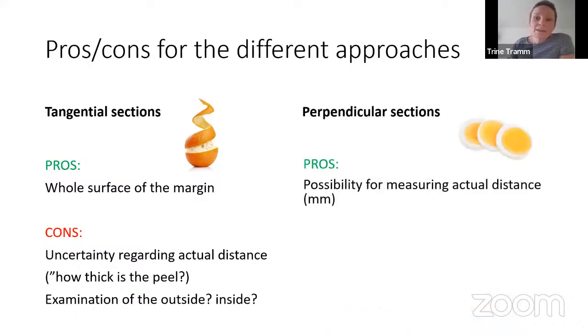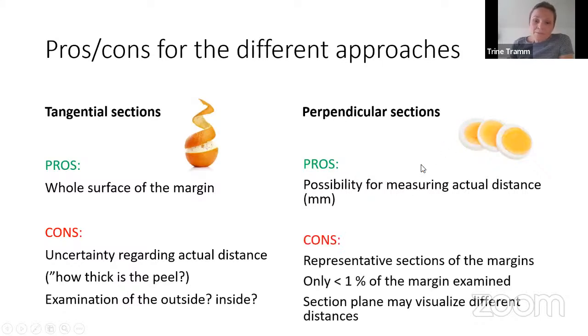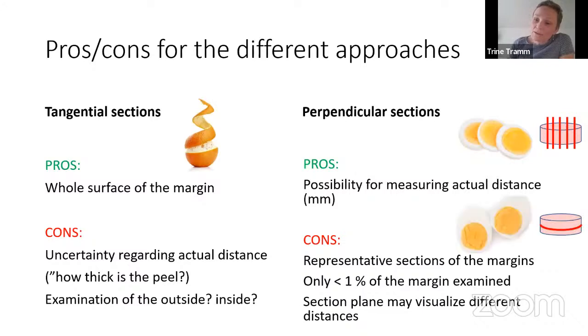The advantage of the perpendicular sections is that here we have the possibility of measuring the distance. You can see that here I can measure this distance or a larger distance here. But we only get representative sections of the margins in this way, and only less than 1% of the margin is actually examined. And it is very important to know which section plane you will be choosing. And you will, of course, try to choose the plane where you get the shortest distance to the margin. But this, for instance, will give you a picture like this. But if you choose this section plane, you could get a picture like this.